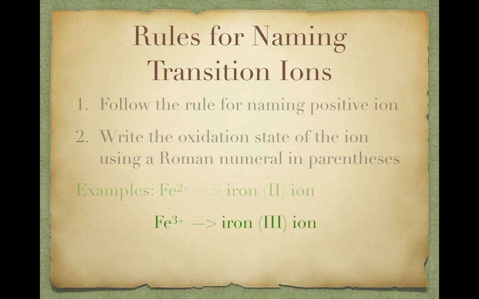And iron 3 plus, you write iron again, but this time you put III, a triple capital I, meaning it's the Roman numeral for 3. So that tells you that this iron has a 3 plus charge, not a 2 plus charge. Here's manganese. This particular ion is a 5 plus ion. So in parentheses between the name of the element and the word ion, you put V, which means 5 in Roman numerals.